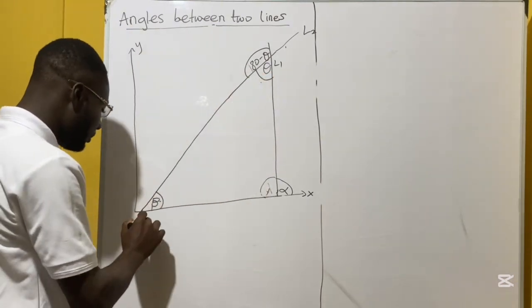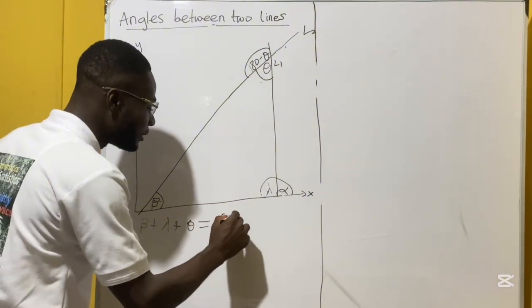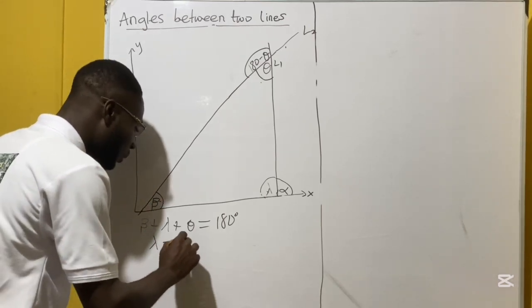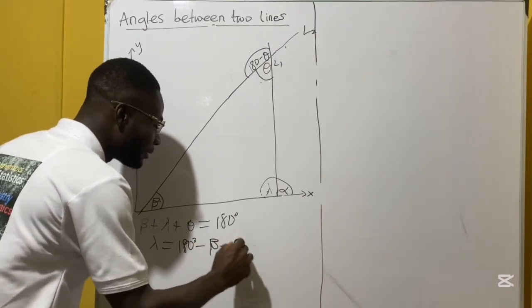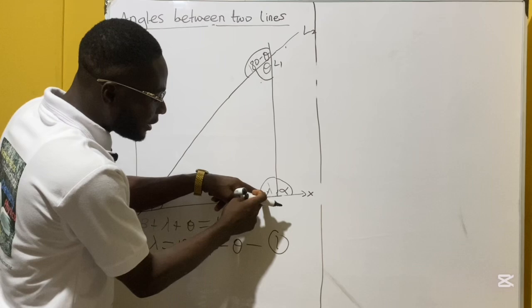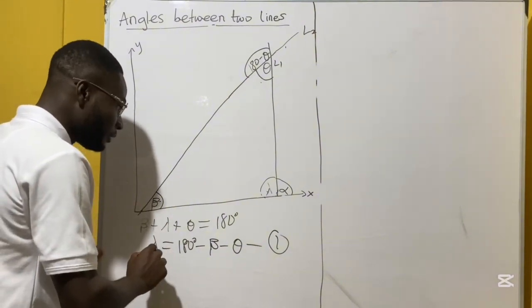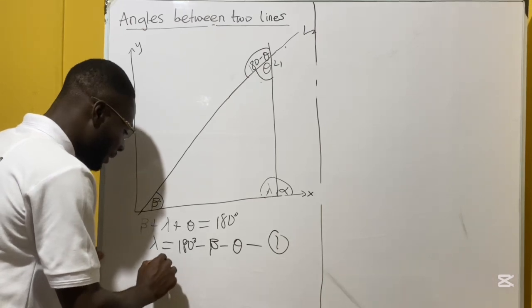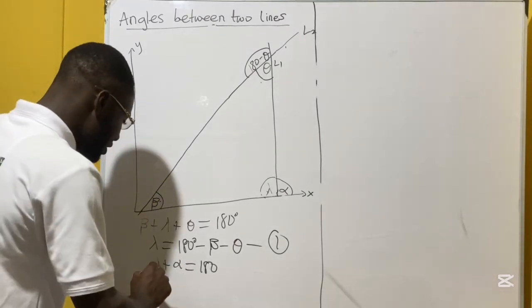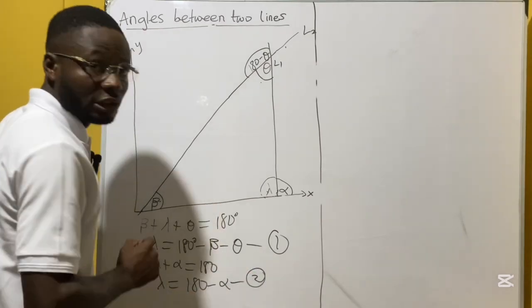So we sum beta plus lambda plus theta, and that must be equal to 180 degrees. Let's make lambda the subject: lambda equals 180 degrees minus beta minus theta. We consider this as equation 1. Now, you know that the sum of this interior angle and this exterior angle must be equal to 180, which is a property in theorems. So lambda plus alpha equals 180 degrees, and making lambda the subject, lambda equals 180 minus alpha. We consider this as equation 2.